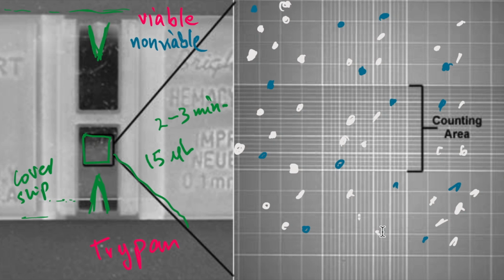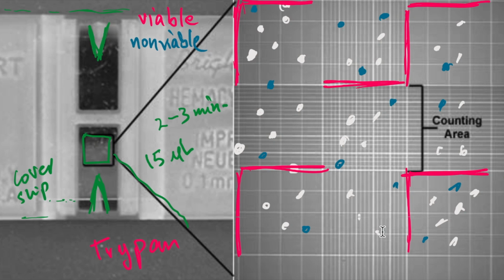The rules could be as simple as this: cells that touch the boundaries on the top and left side of the chamber should be counted in, whereas if they're touching boundaries on the bottom and right of this chamber of the squares, they should not be counted. So if I were to draw it, this is how it would look.